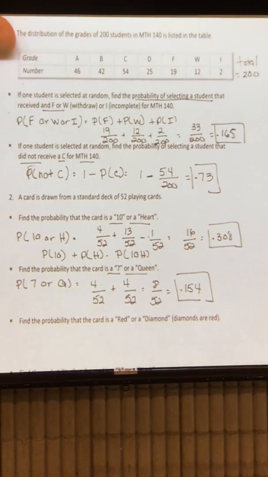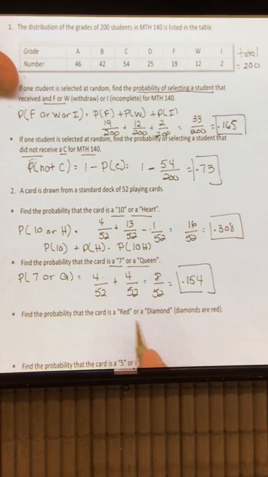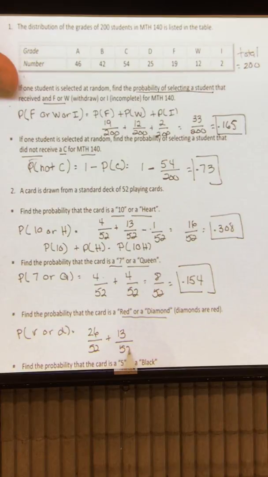The next one, find the probability the card is a red or a diamond. Here you have the probability of red, which is 26 over 52, plus the probability of diamonds, 13 diamonds, 13 over 52, minus both. You have 13 that are both red and diamonds, so minus 13 over 52, which is equal to 26 over 52, which is equal to 0.50.